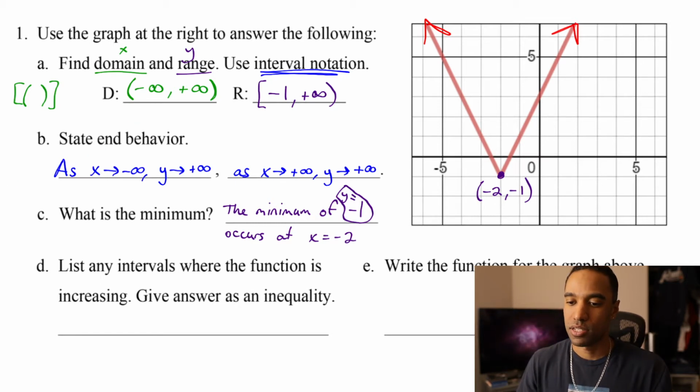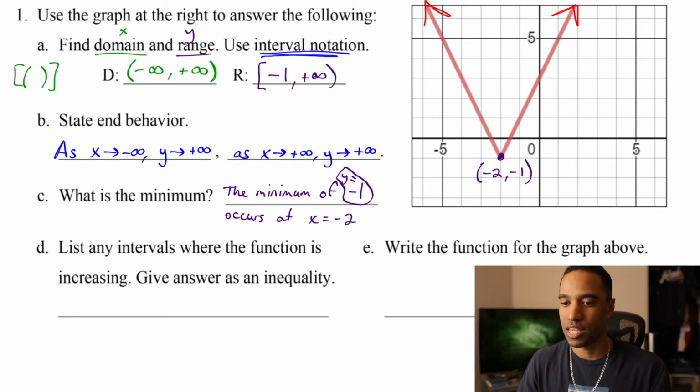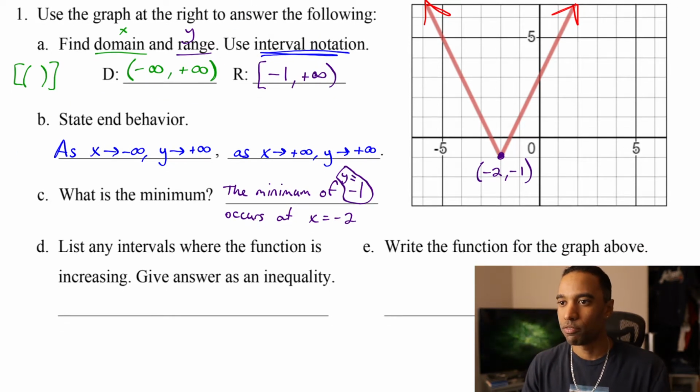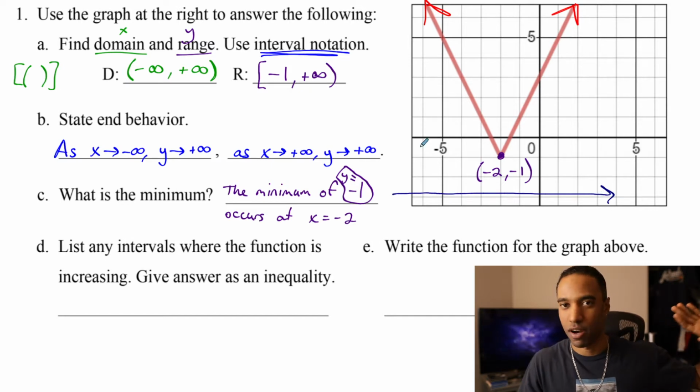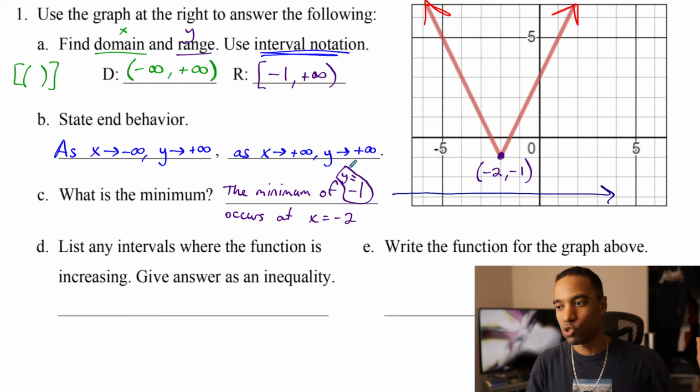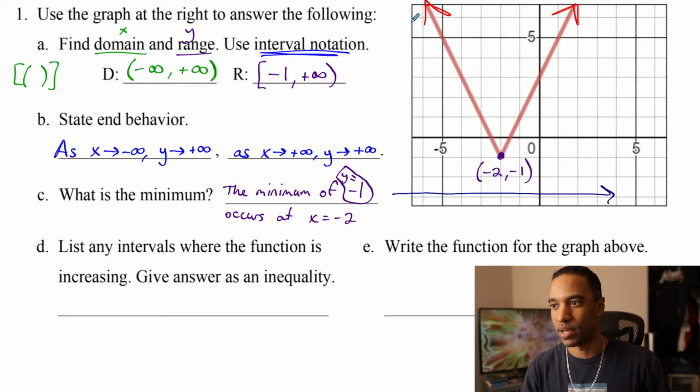All right, part D, list any intervals where the function is increasing, give an answer as an inequality. Now, for this here, when we're talking about intervals of increasing, we're saying as x goes right, what is y doing? So x starts at the very leftmost infinity point, negative infinity point, and as it goes right all the way to the vertex here, it's going down, right?